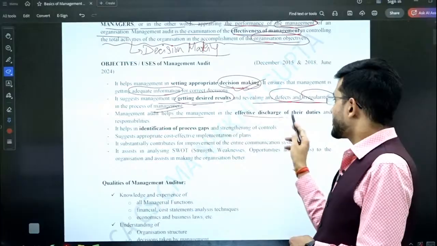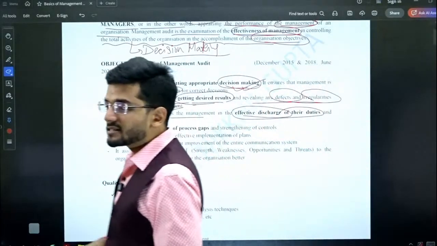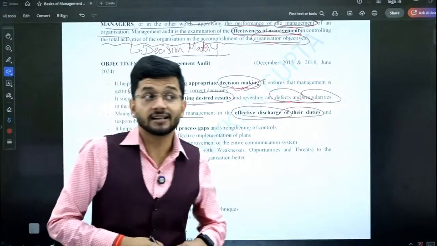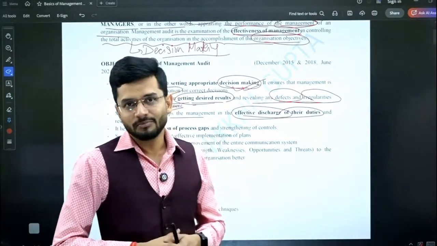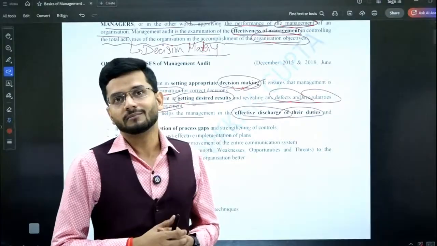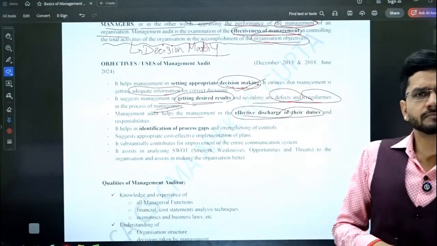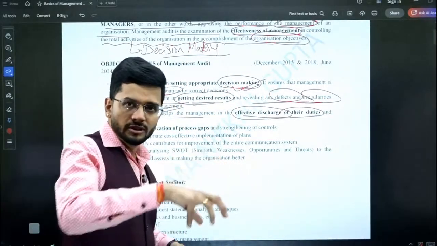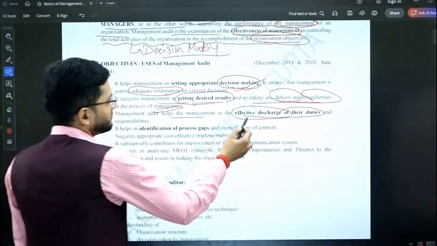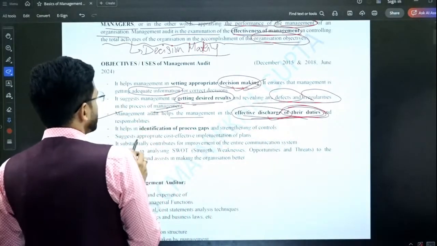Management audit helps management in effective discharge of their duties. So the duties of management are effectively discharged. If management is aware that they will also get audited someday, they will be cautious in their duties and in their day-to-day working. Otherwise, they will rest free, and they'll do whatever they want. So for the management to control their decision making, to control their effectiveness, and to ensure that their duties are effectively discharged, we conduct management audit.